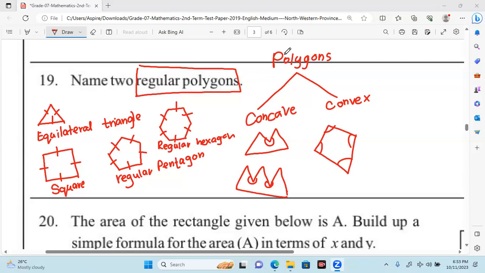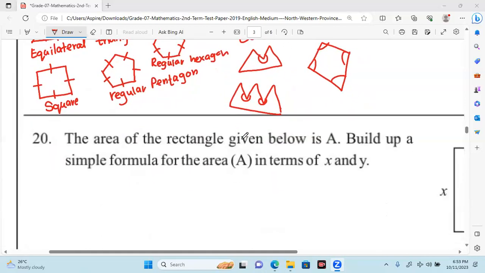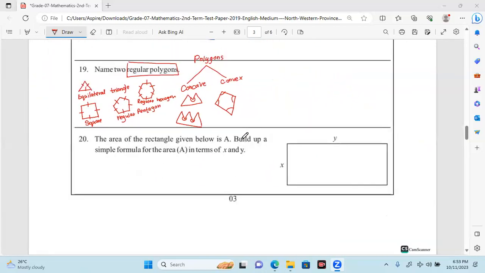Okay. Shall we move to the last question, the 20th one? The area of the rectangle given below is A. Build up a simple formula for the area A in terms of X and Y.